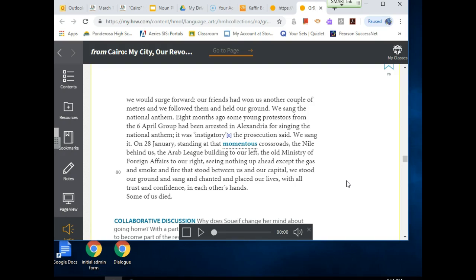So, one thing I wanted to point out, why on earth would she say, "8 months ago some young protesters from the 6th of April group had been arrested in Alexandria for singing the national anthem. It was instigatory." Why would she say that? What's the point? Why would she include that? Julie? Yeah, it gives the reader background, and it also elongates the understanding of how long this issue has been happening. Well, it actually says it was instigatory, the prosecution said. So she's saying that's what the prosecution said to them, why they got arrested. And why they're singing it now, right? They're trying to be instigatory now.